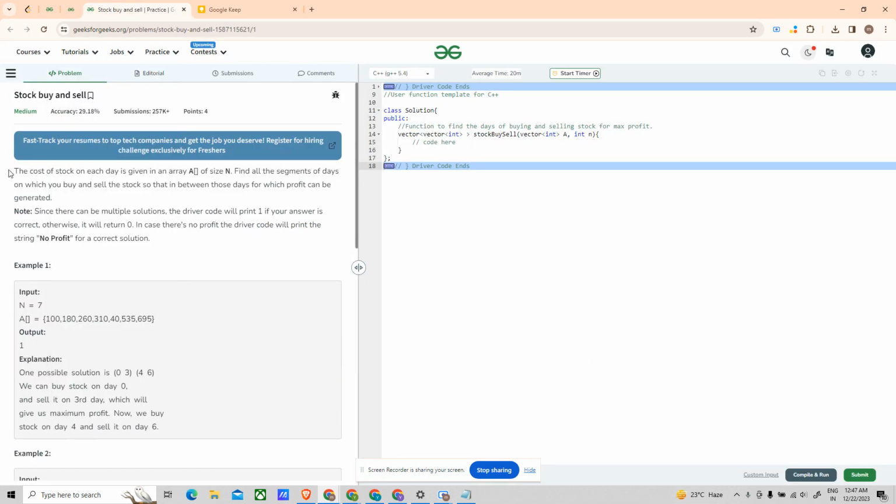The problem says the cost of stock on each day is given in array A, this is the array of size n. Find all the segments of days on which you can buy and sell the stock so that in between those days profit can be generated. Note, since there can be multiple solutions, the driver code will print 1 if your answer is correct, otherwise it will print 0. In case there is no profit, the driver code will print the string no profit for a correct solution. So what do we have to do?